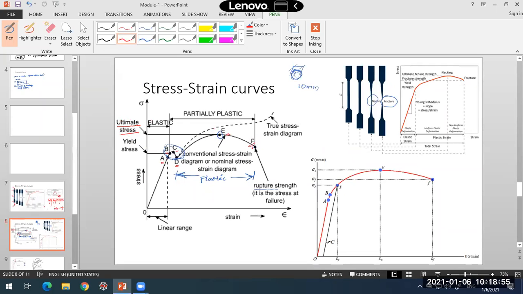And this is the stress at rupture. At this point, the specimen will fail, and the stress at which it has failed we call the rupture strength, or the stress at failure. So these are the points you will observe in a mild steel specimen: proportionality limit, yield point, upper yield point, lower yield point, ultimate stress, and the failure or fracture point.